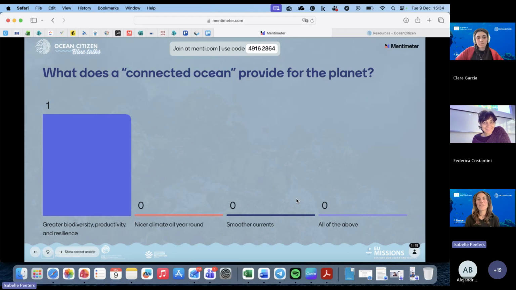So what does a connected ocean provide for the planet? What do we get from a connected ocean, from healthy links between habitats and species? Do we get greater biodiversity, productivity, and resilience from ocean ecosystems? Do we get nicer climate all year round, smoother currents, or all of the above, or rather, all of the answers to the left, A, B, and C?